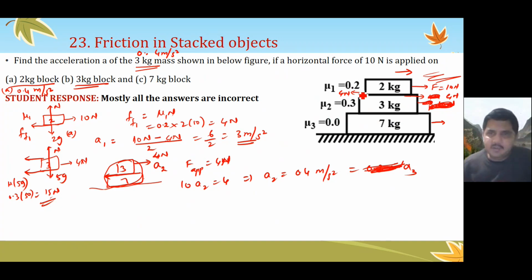Now if 6 Newton has been consumed here, right? Though you applied 10 Newton, 4 Newton has been consumed by the whole system here. This is now one system. How do you define a system? A system is one wherein all the objects present in it are moving together, or all of them are doing the same work.